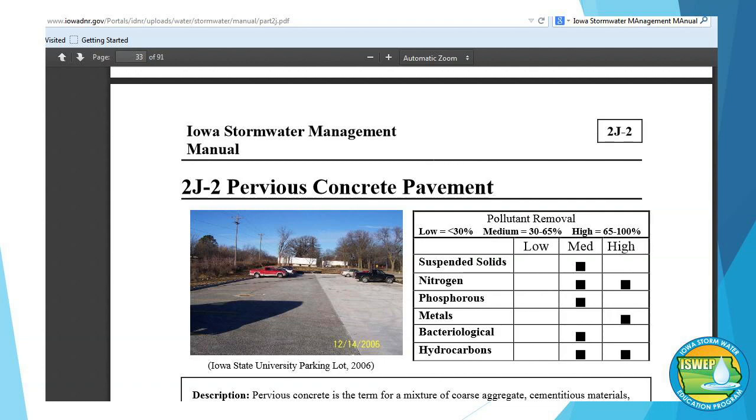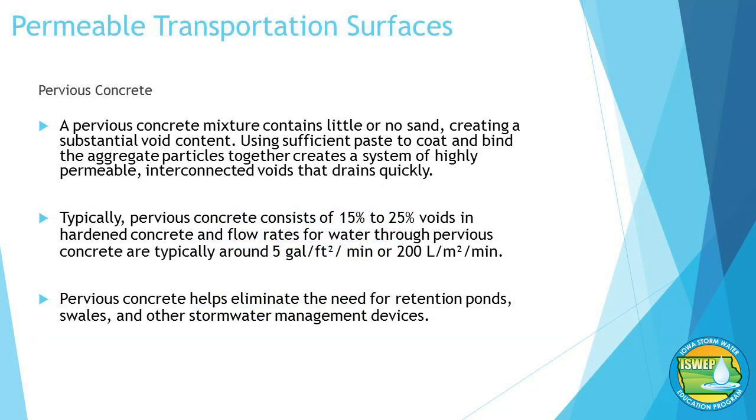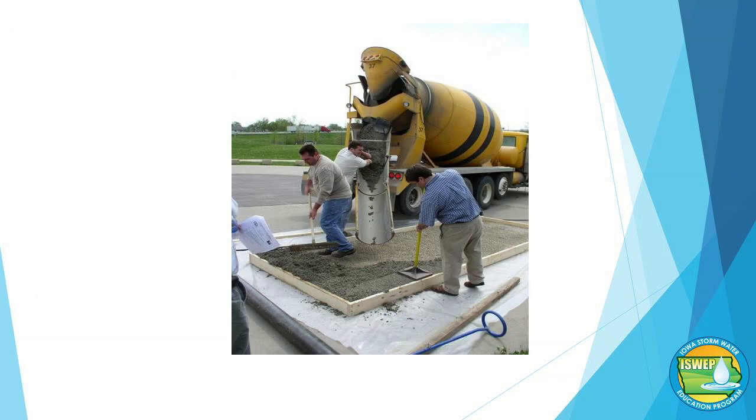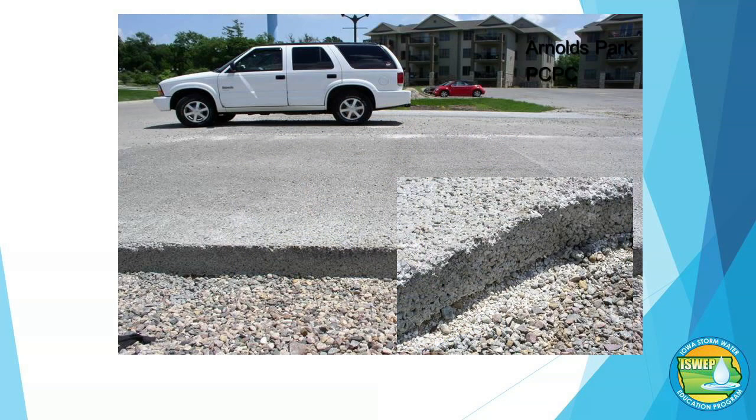So pervious concrete, similar. The recipe is different. Iowa State University did some research on the recipe, as you want to call it, and I think they pretty much have that down now in dealing with the colder climates as well. That looks like a gray-colored Rice Krispie bar. And so set up similar to the porous asphalt and the others. So you have the permeable surface, and then you have the aggregate subgrade and the subdrain system.